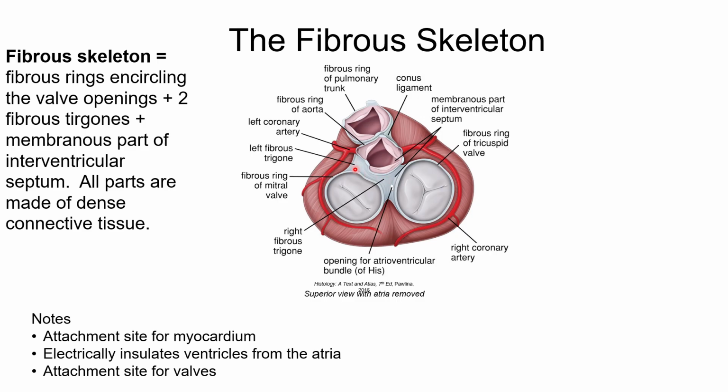All around the openings of the heart we have the fibrous rings, and between the fibrous rings we have trigones of fibrous tissue, 2 trigones at least, 4 rings, and we also have the atrial and ventricular septa, which are all forming the fibrous skeleton of the heart. This is where the myocardium gets attached. This is where the valves get attached.